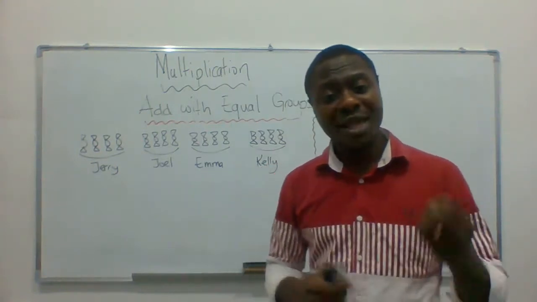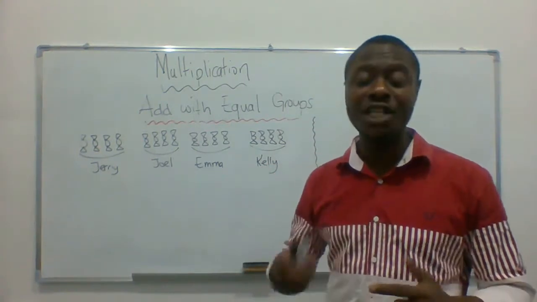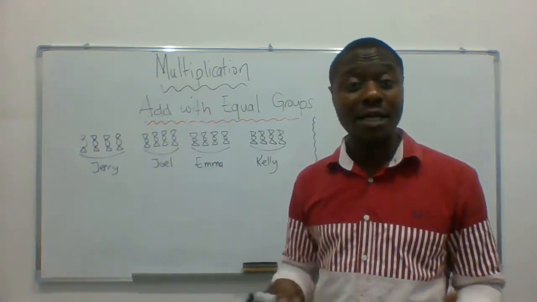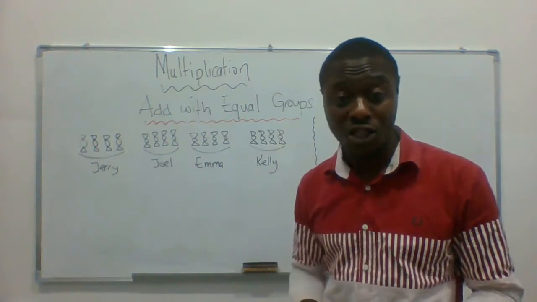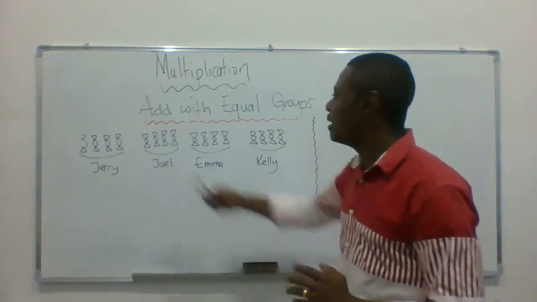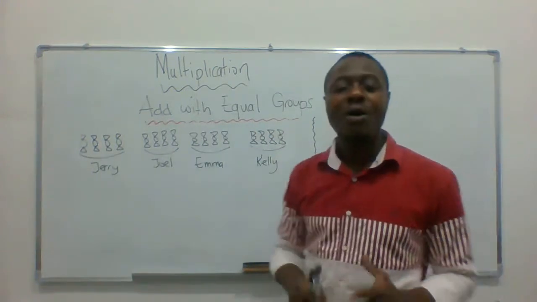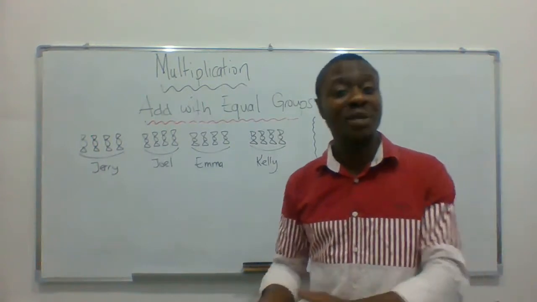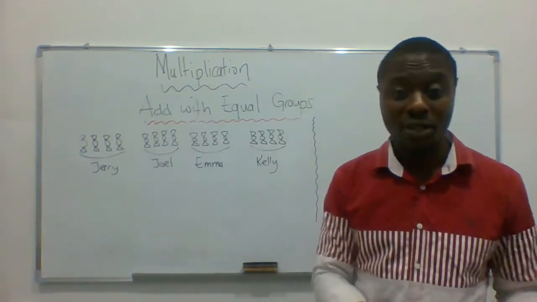Well, for us to understand multiplication better, we need to know what addition is. Remember, multiplication gives you the power to do addition faster. When you know how to do addition, you can do multiplication faster. Now, addition with equal groups. When you do addition with equal groups, then you're doing multiplication. So multiplication is just addition with equal groups.